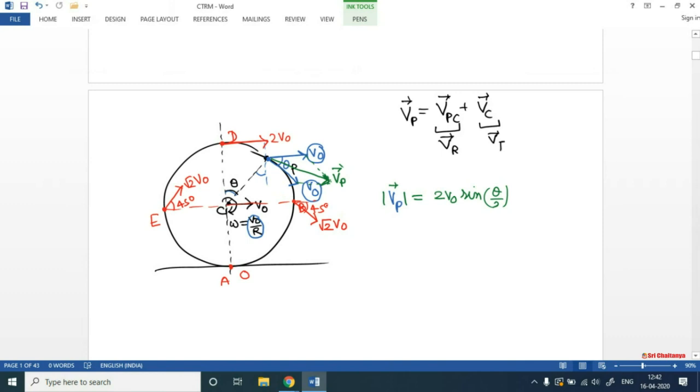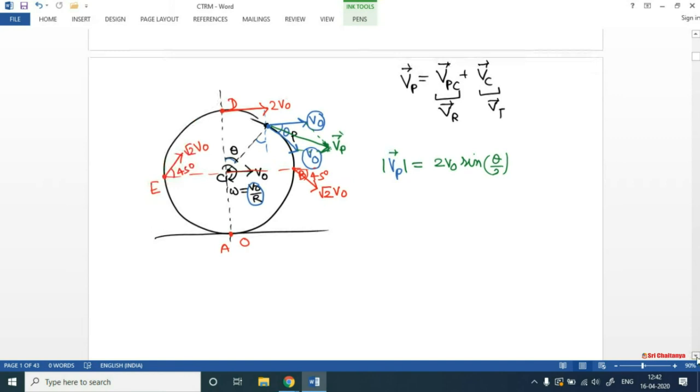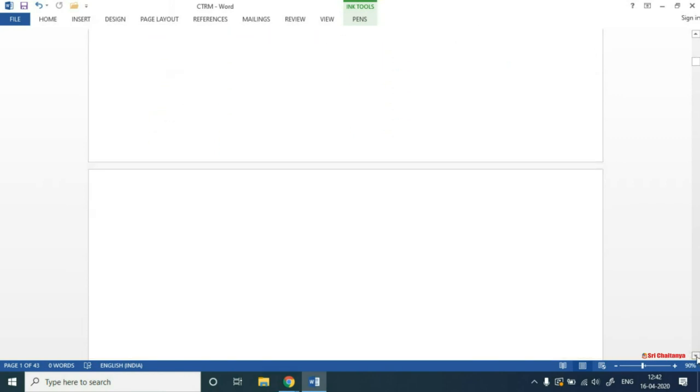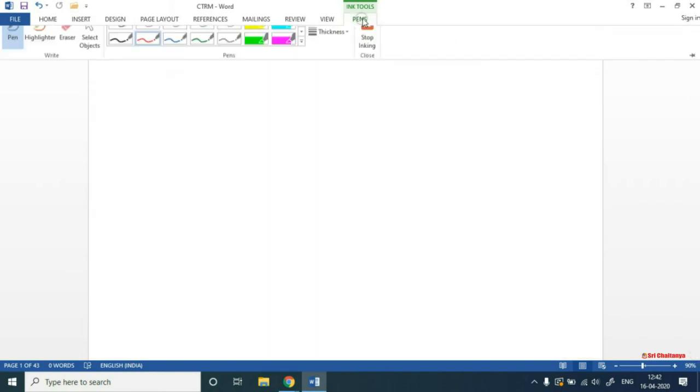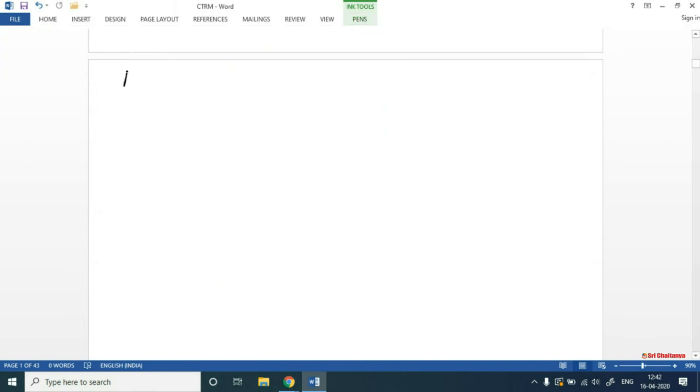So the idea is we can get the velocity of any point on the rigid body if we have the information of what the velocity of the center of mass is and what the angular velocity of the rigid body is about an axis passing through the center of mass. So this is how we can write down the velocity. And the next thing we will be looking at is the acceleration.